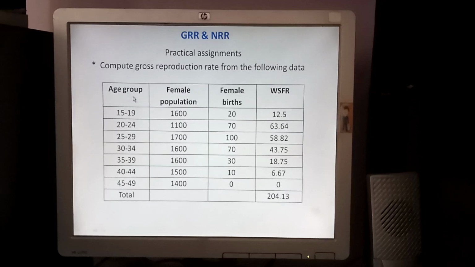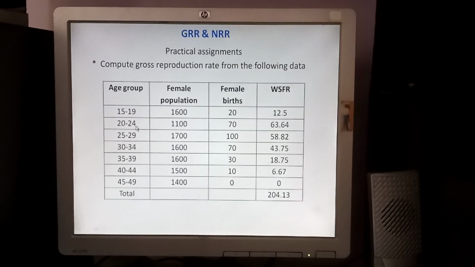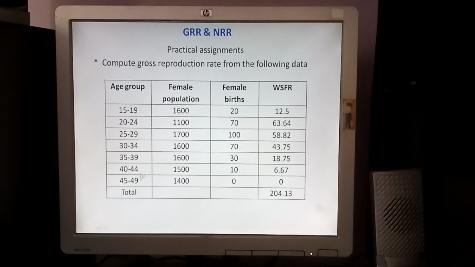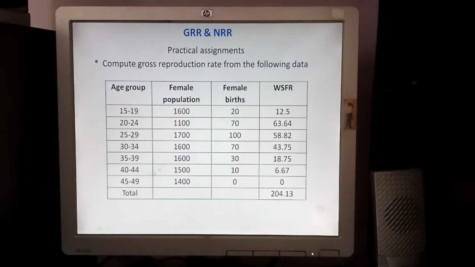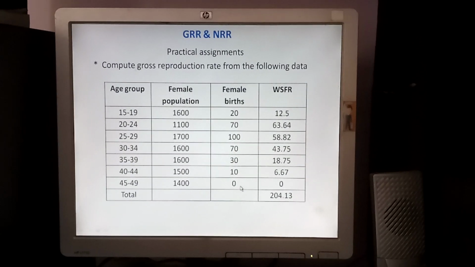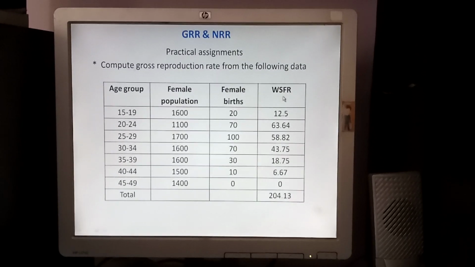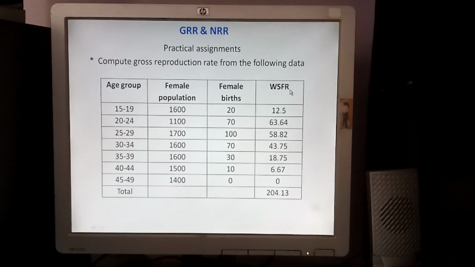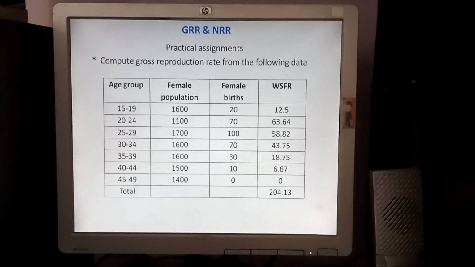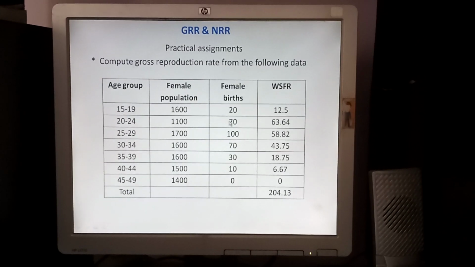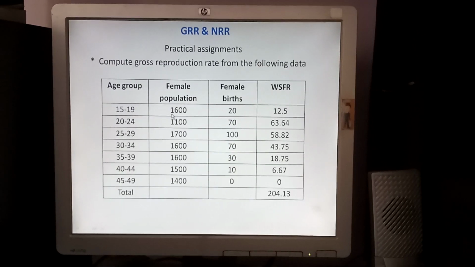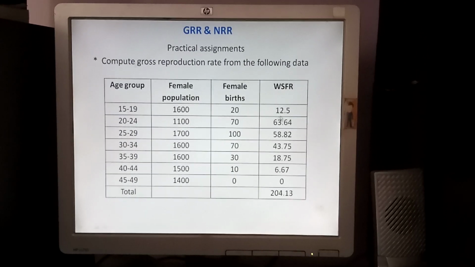So given part: age groups 15 to 19, 20 to 24, 25 to 29, 30 to 34, 35 to 39, 40 to 44, 45 to 49. Female population is given, female births are given. Now first we should obtain women specific fertility rate to obtain GRR. How to obtain WSFR? Here just observe, 20 divided by 1600 into 1000, that is 12.5.